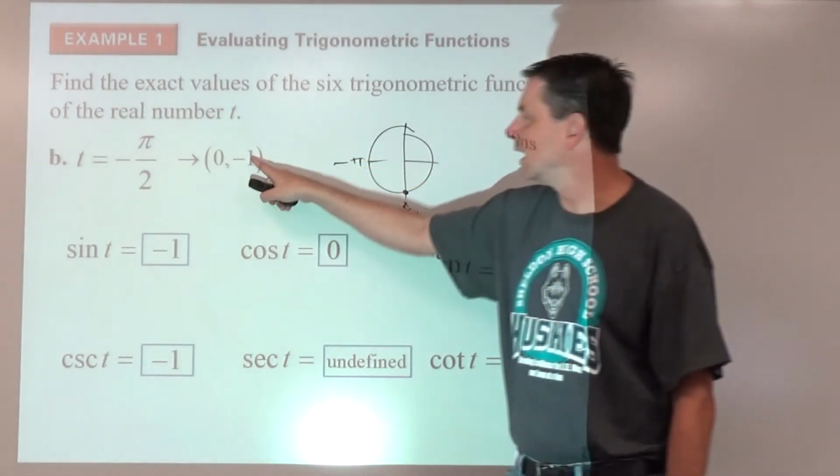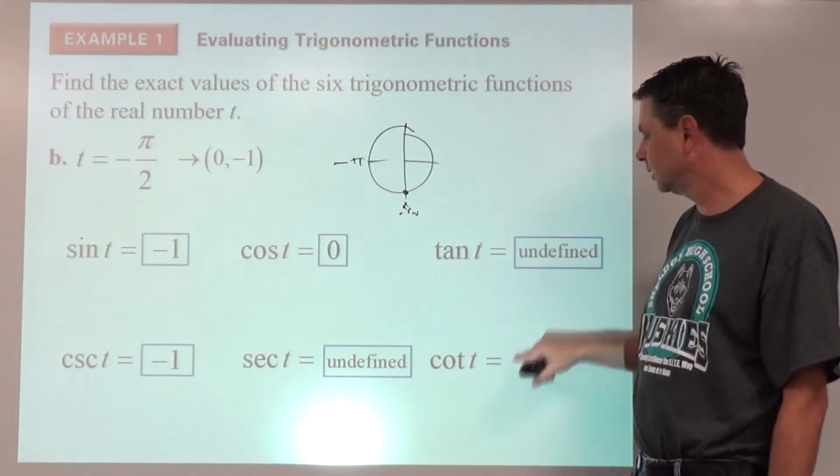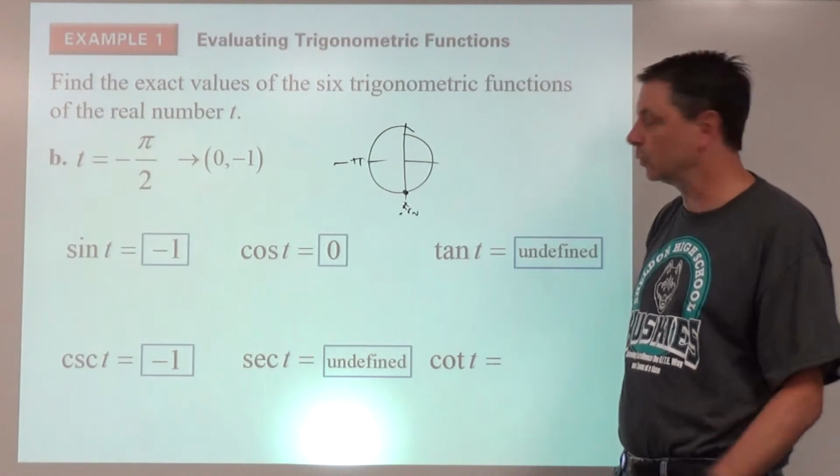Tangent is y divided by x. Can't divide by 0. Cotangent is x divided by y. That one we can do.